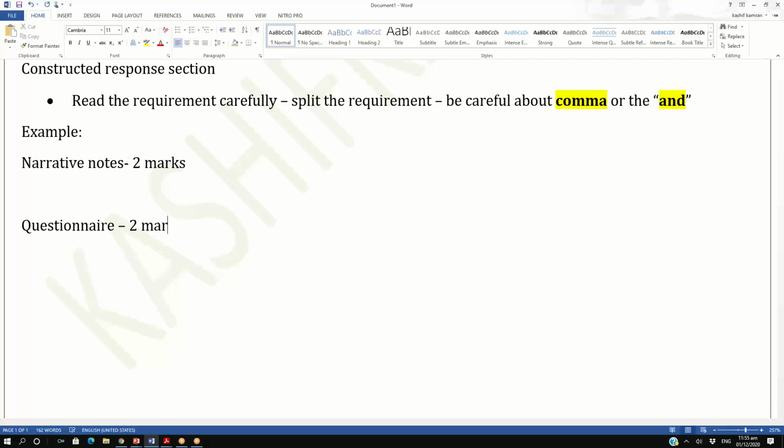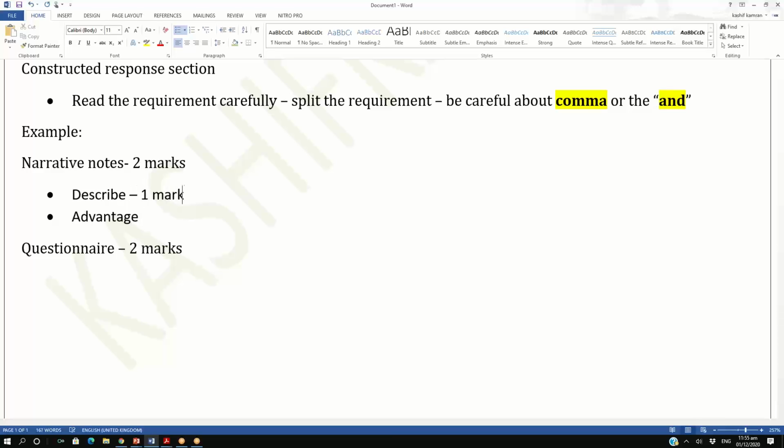Now I know for 2 marks, I need to do 2 things. Number 1, I need to describe what they are. And number 2, I need to write an advantage. Now that logically means I know the marking scheme. I have 1 mark for describing what narrative notes are, and I have 1 mark for writing an advantage. So same goes with questionnaire.